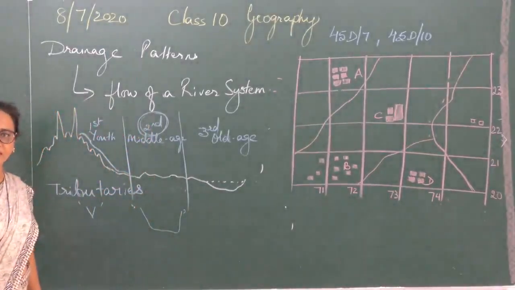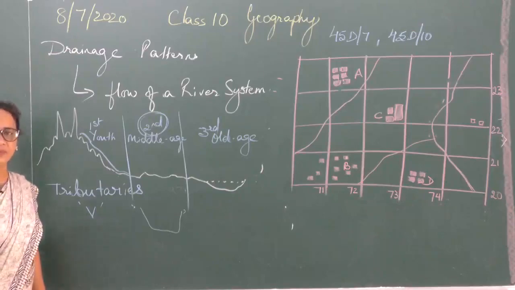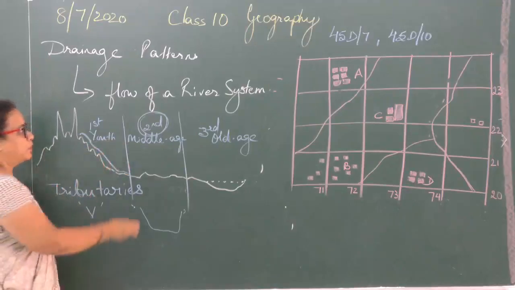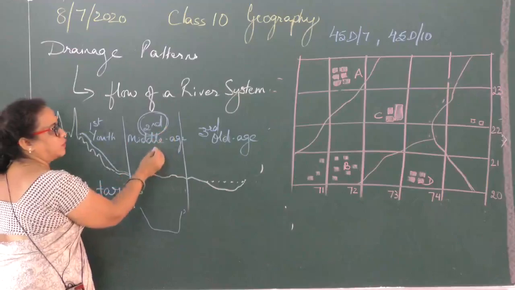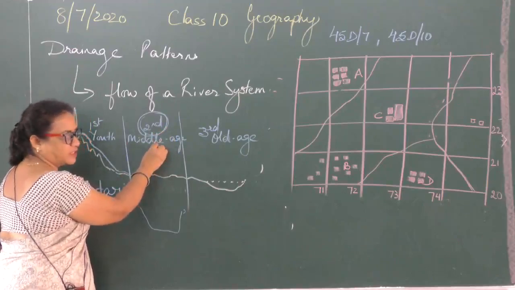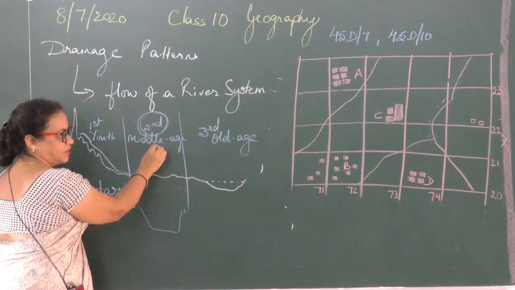In any map extract, if a question comes asking in which stage the river shown on the map is found, you write the second stage, which is also known as the middle age stage. What are the features of the middle age stage? Write down the first point.